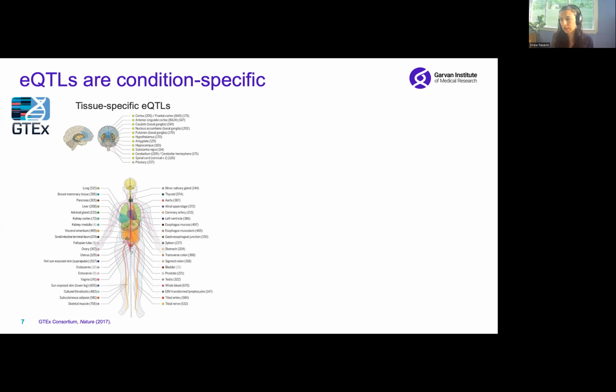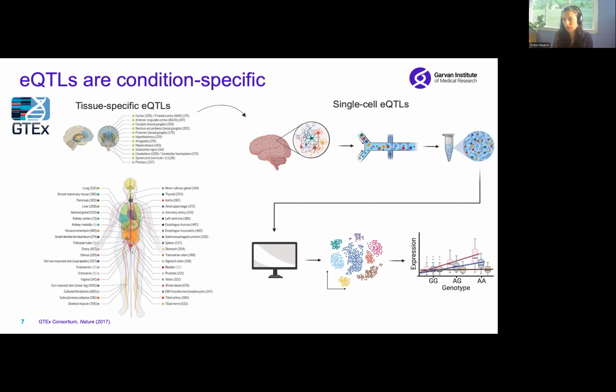We can start looking at the specific cell types within these heterogeneous tissues, because we know that within a specific brain region there are going to be many different types of neurons, glia and astrocytes making up that composition. When we look at bulk RNA sequencing, we're losing the resolution of specific cell types and their genetic regulation. The way we can do this is by applying single cell RNA sequencing. We can capture with droplet-based methods or plate-based methods, identify different cell types within our single cell capture, and then look at eQTLs within each of those cell types.